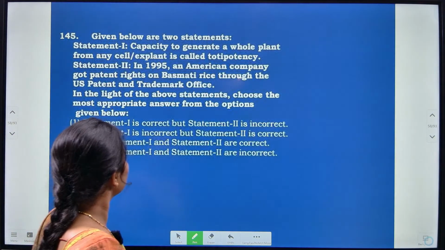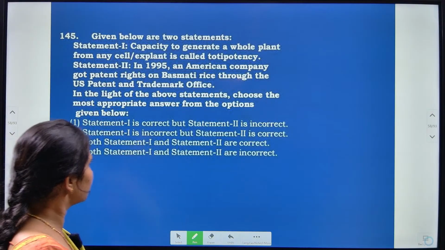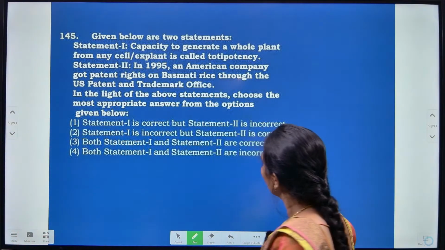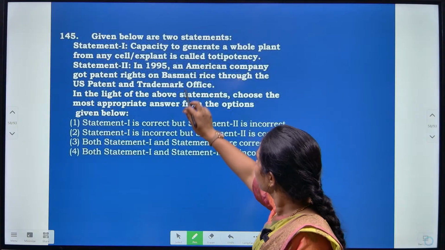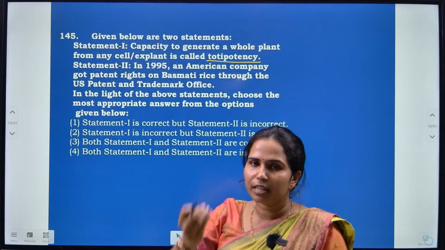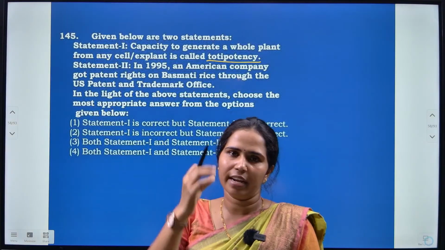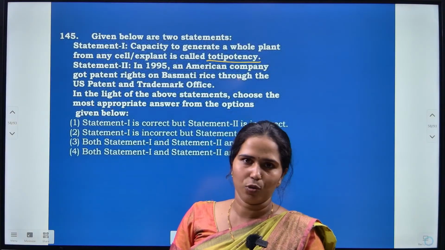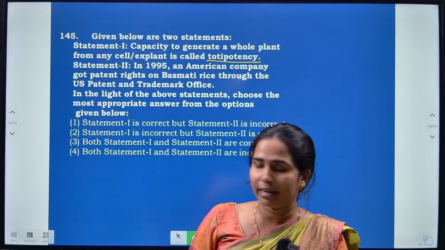Given below are the two statements. Capacity of a gene to generate a whole plant from any cell or explant is called totipotency. That is the capacity of a single cell to give rise to an entire plant is called totipotency. Yes, that statement is right here.